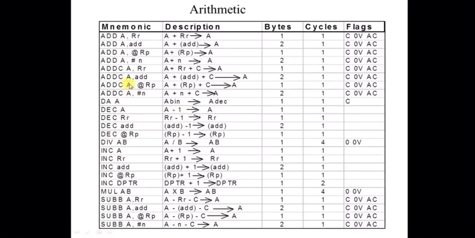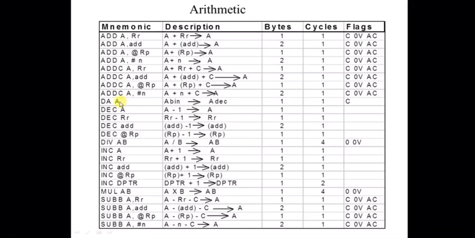And then ADDC A, the pointer register, whatever address it is representing from RAM memory, that value we are going to add and it will save the result in the accumulator. And then ADDC A, #n, which is going to add the accumulator and a constant value, n meaning an 8-bit constant value, with carry, and it will save the result in the accumulator. And DAA, which is decimal adjust after addition.